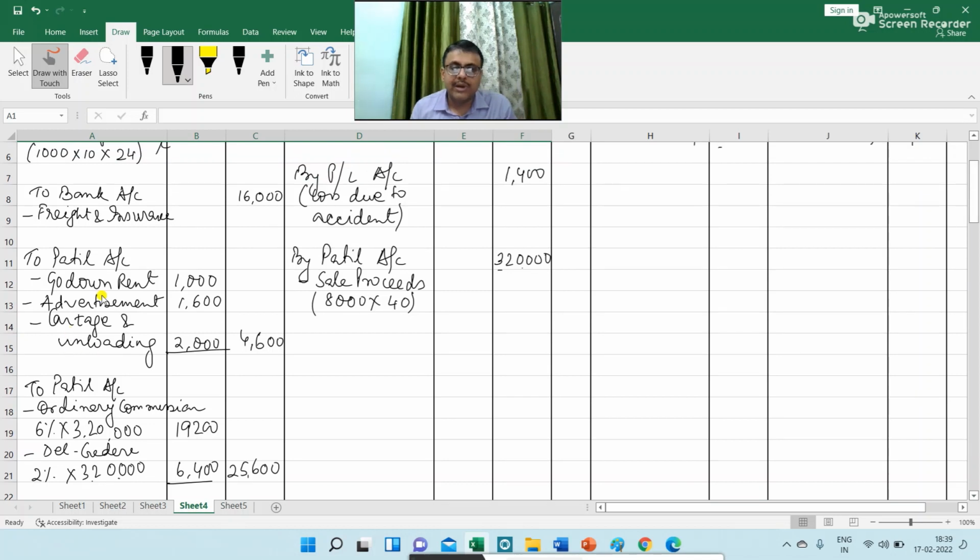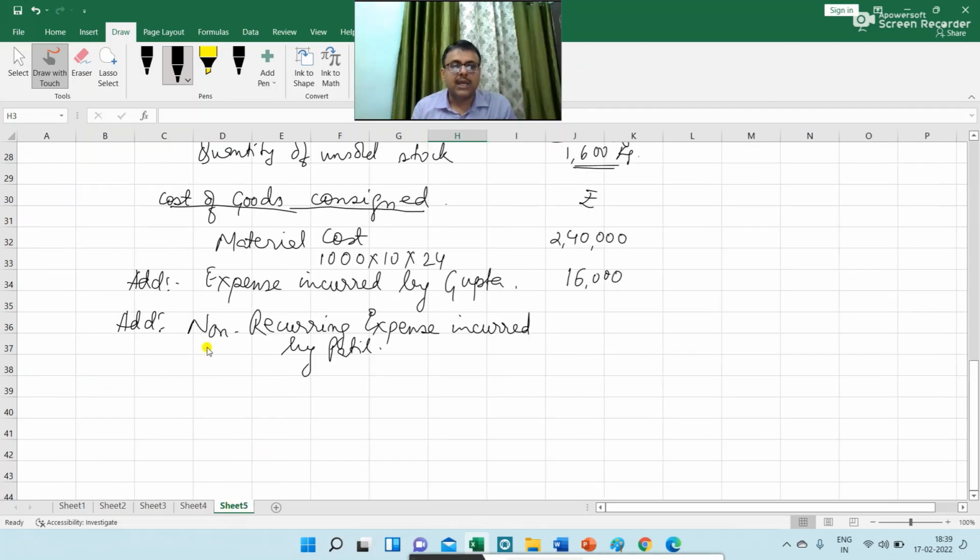One is godown rent. So godown rent is a recurring expense because you need to pay godown rent every month. Then advertisement is also a recurring expense, but cartage and unloading expense is a non-recurring expense. So here I am writing non-recurring expense incurred by Mr. Patil is rupees 2000. So 2,50,000 value of goods was sent to consignee.